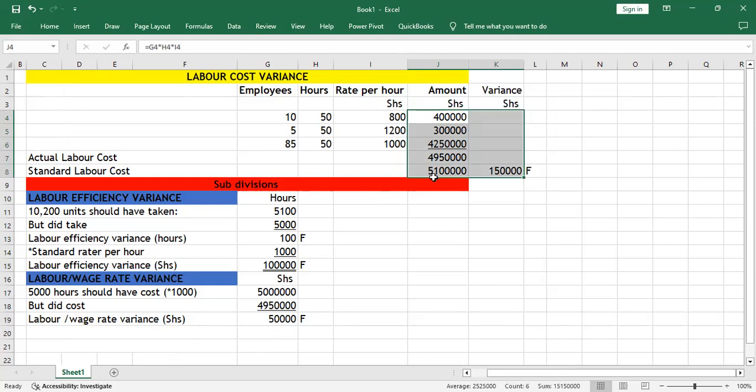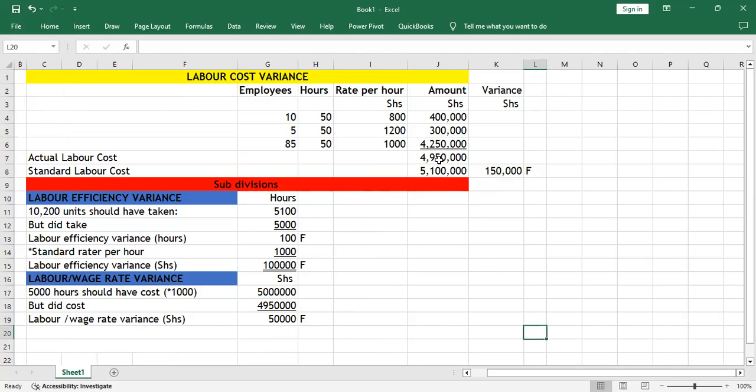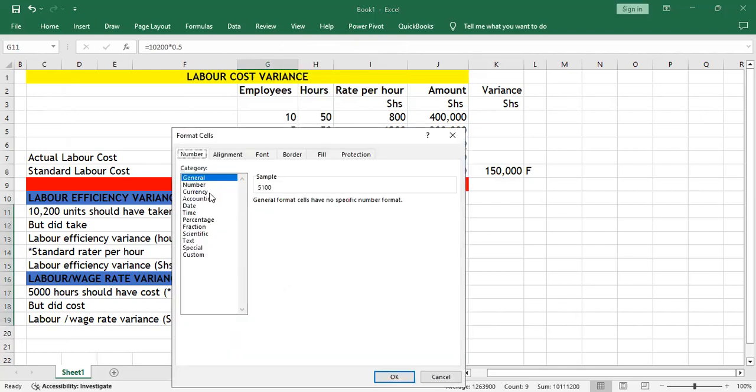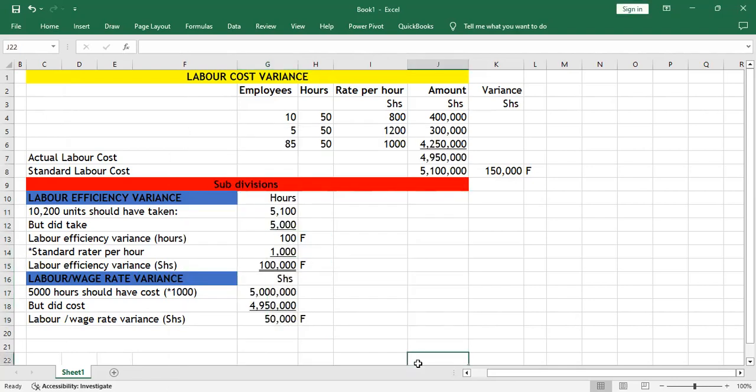Just to do simple formatting here, no decimal places, with thousand separators. Yeah, we see the actual labor cost is 4,950,000. The standard is 5,100,000, giving us a variance of 150,000, which is favorable. Then the labor efficiency variance is favorable. That is 100,000. That is our labor efficiency variance that is favorable.